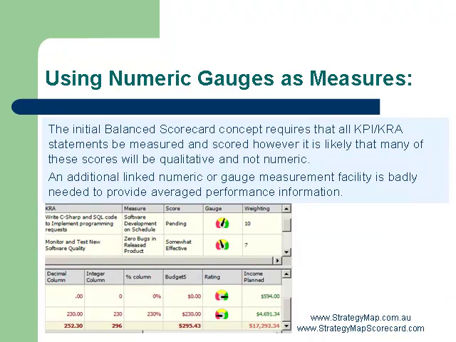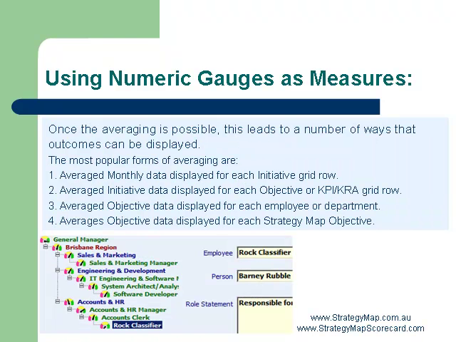Using average numeric measurement gauges. The initial Balanced Scorecard concept requires that all KPI or KRA statements be measured and scored. However, it is likely that many of these scores will be qualitative and not numeric. A parallel numeric measurement facility is badly needed, as this can be used to provide averaged performance information. Once the averaging is possible, this leads to a number of ways that outcomes can be displayed.